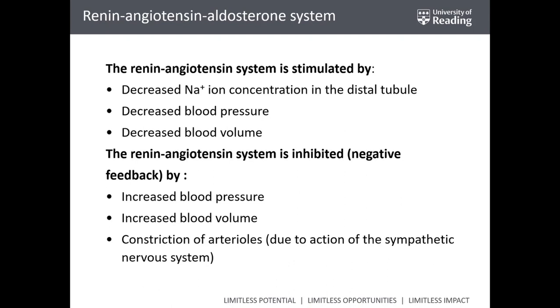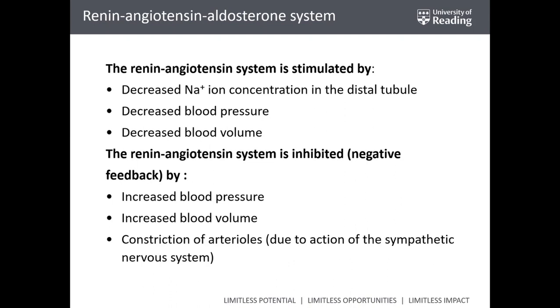So in terms of what stimulates the renin-angiotensin-aldosterone system, I've already mentioned it, but I will mention it again. It will be a decrease in the sodium concentration in the distal tubule, a decrease in the blood pressure, and a decrease in the blood volume. Of course, these three events are highly causally related with each other. They're not independent. A decrease in sodium ion concentration, a decrease in blood pressure, and a decrease in blood volume are highly related events.